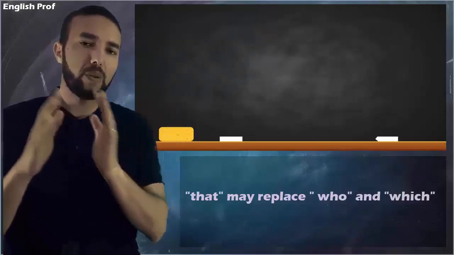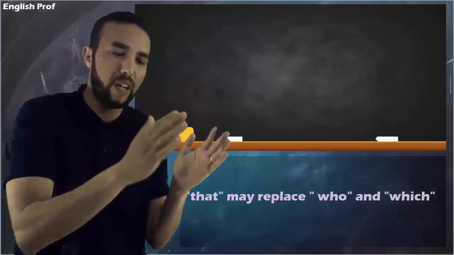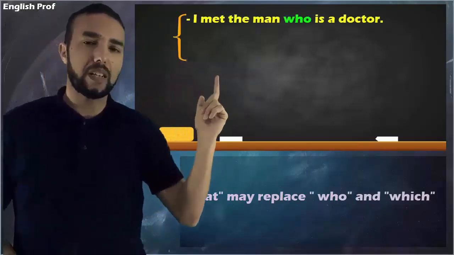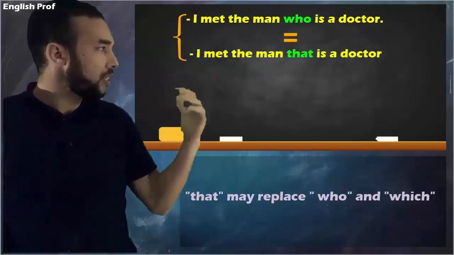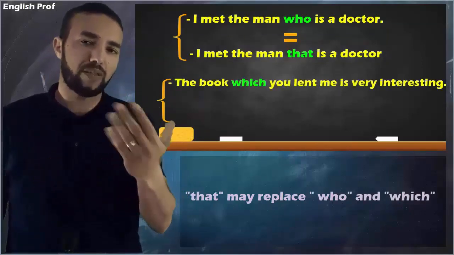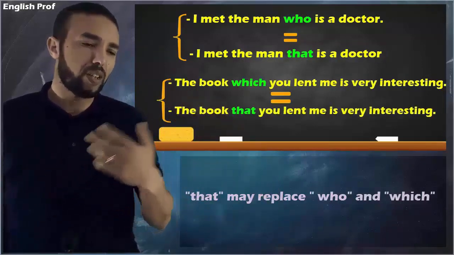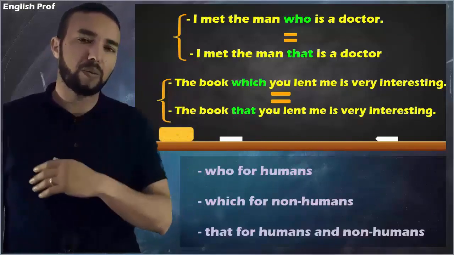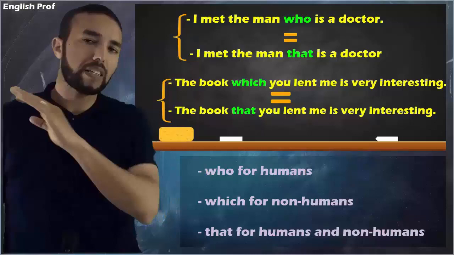We use who and we use which, and that could sometimes replace who and which. For example, I met the man who is a doctor, or I met the man that is a doctor. Which, the same thing. We could say, for example, the book which you lent me last time is very interesting, or the book that you lent me last time is very interesting. So who and which could be replaced by that. Who for humans, which for non-humans, and that goes for humans and non-humans.